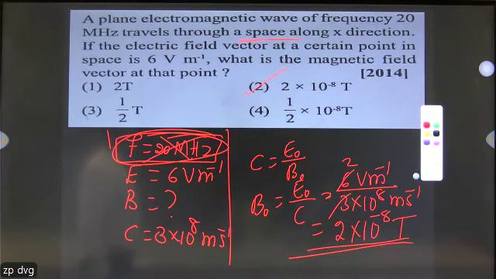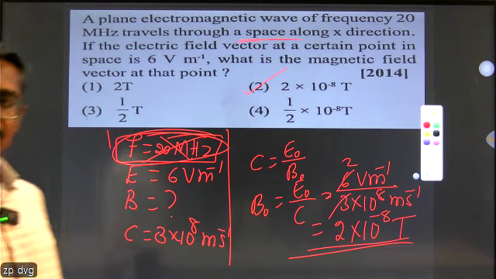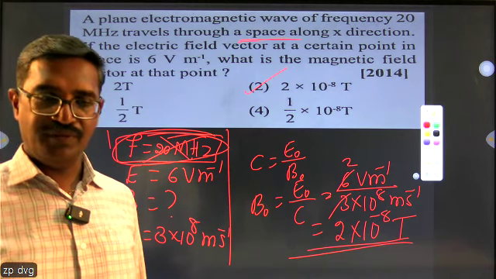Correct option is 2. So today we shall end. Tomorrow we shall solve some more problems, and we can end the chapter electromagnetic waves tomorrow.